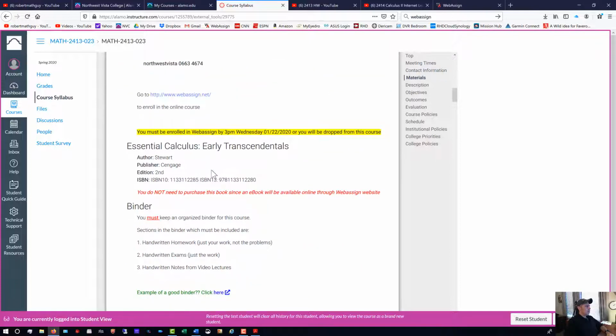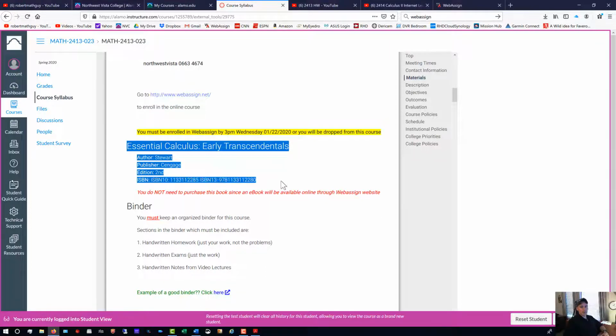Now, just so you know, like I said, Cal 1 and 2 are all based off of this textbook, which again, you do not need to purchase, but some people like to have the textbook. And so, if you want to get a copy, you can probably find one pretty cheap somewhere. There's all the information for it.